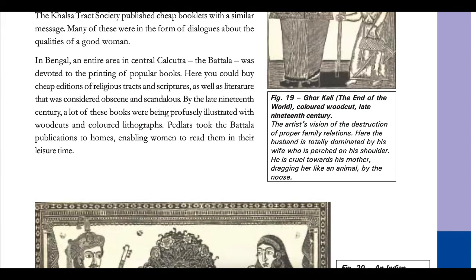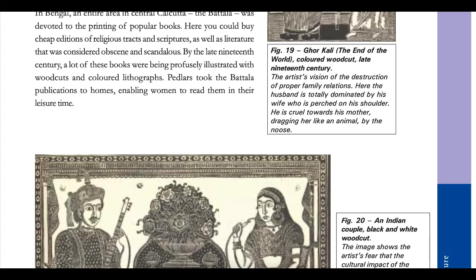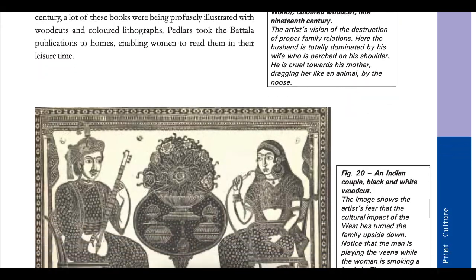In Bengal, an entire area in central Calcutta, the Battala, was devoted to the printing of popular books. Here, you could buy cheap editions of religious tracts and scriptures, as well as literature that was considered obscene and scandalous. By the late 19th century, a lot of these books were being profusely illustrated with woodcuts and colored lithographs. Peddlers took the Battala publications to homes, enabling women to read them in their leisure time.